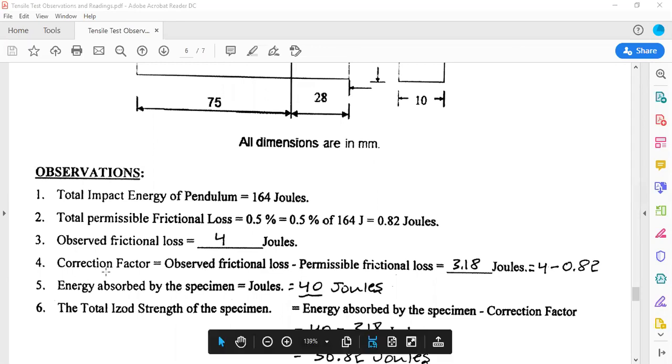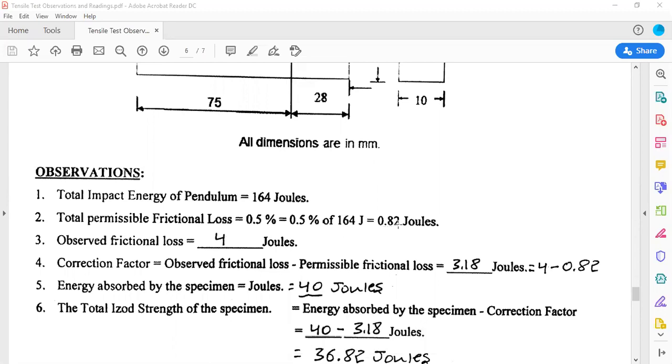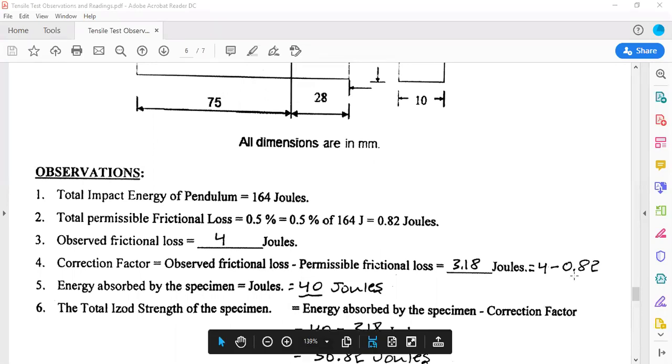How to find out the correction factor? Correction factor is observed frictional loss minus permissible frictional loss. That is 4 minus 0.82. Actually, you have to take it as 2. Here I have taken it as 4. 4 minus 0.82, you will get it as 3.18.